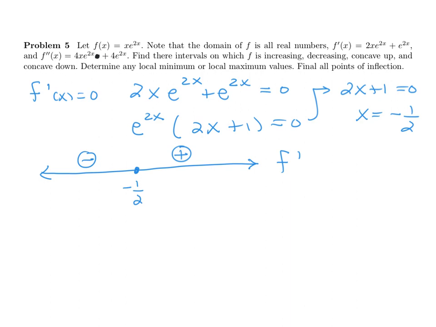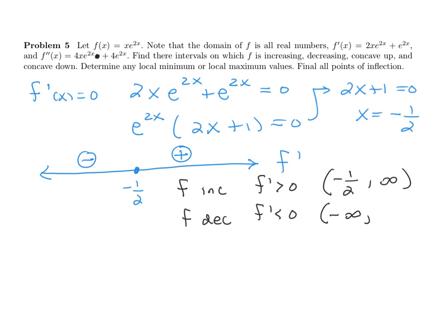This tells us everything we need to know about local mins, maxes, as well as increasing and decreasing. So where is f increasing? That's where the first derivative is positive, and therefore that's on the interval from negative 1/2 to infinity. Where is f decreasing? That's where the first derivative is negative, so that's from negative infinity to negative 1/2.